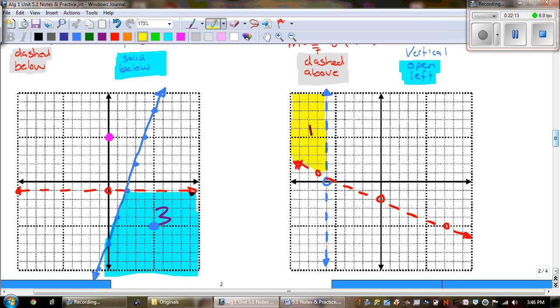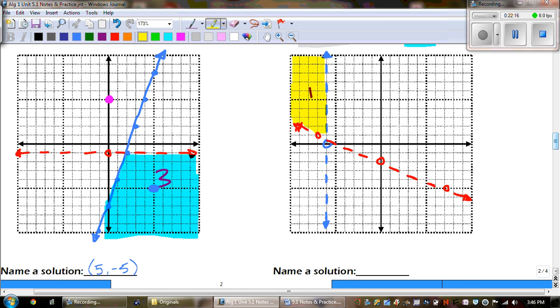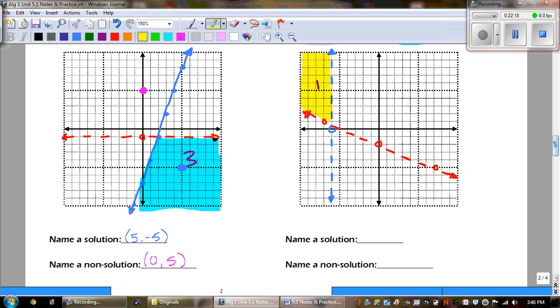So, tell me, name a solution. There's a solution right there. And that solution is the point -8, 1, 2, 3, 4. So (-8, 4). And remember, you can go anywhere that is not shaded in. I'm just going to be super lame. I'm going to go for the origin, which is (0, 0).